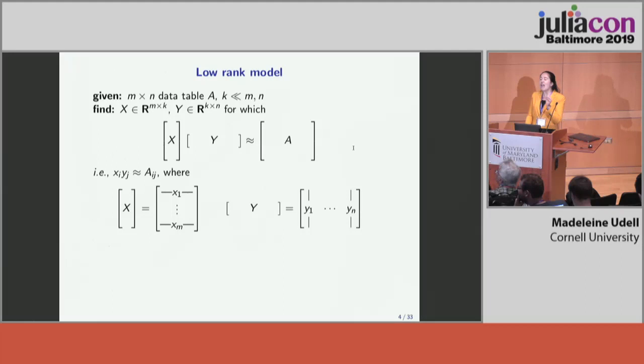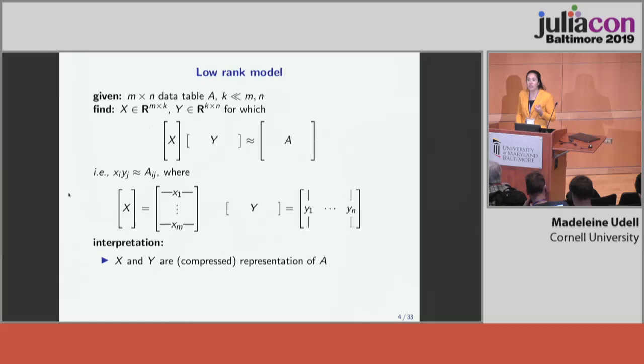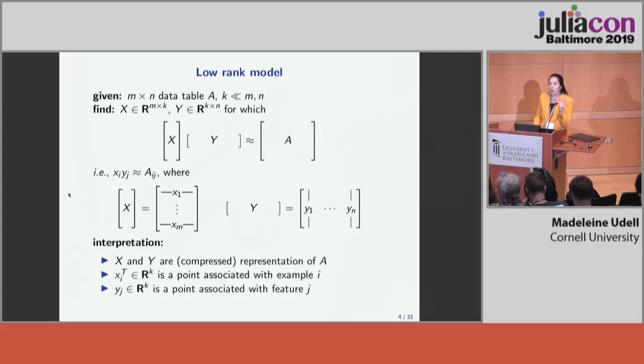Okay, so what this means is that there's a row of X for every example, and there's a column of Y for every feature. You can think of X and Y as the compressed representation of this data table A. You can think of a row of X as being a point, a vector, associated with example i, and a column of Y being a point, a vector associated with feature j.